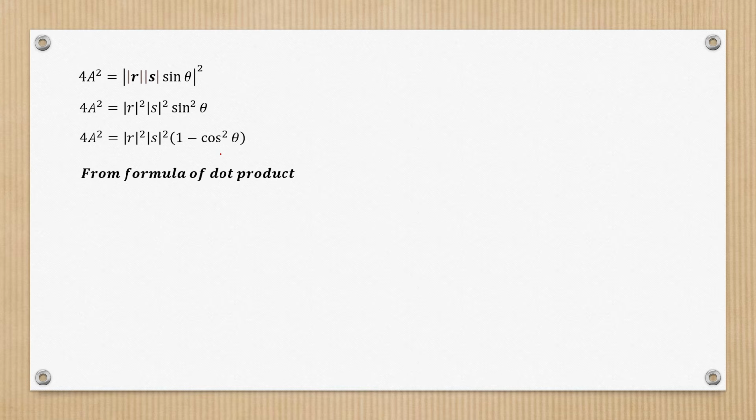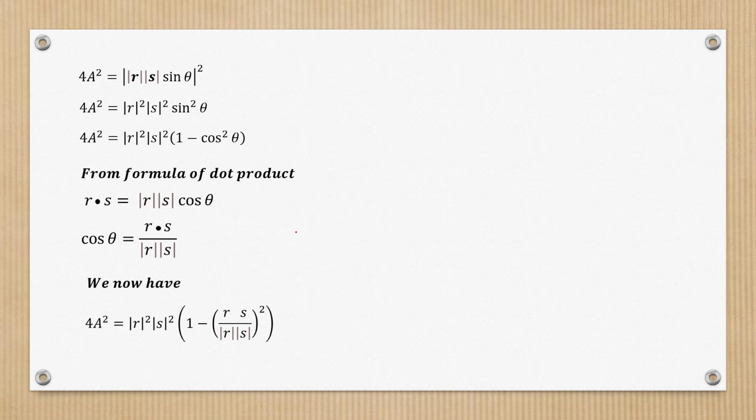Now that we know this, we're going to use knowledge from formula of dot product. Now we know from the formula of dot product that r dot s is equal to the magnitude of r times the magnitude of s cos theta. So we're actually going to use that knowledge. Now let's make cos theta the subject here, because we actually want to place this back in. Cos theta shall be equal to r dot s divided by the product of the magnitudes of r and s. So we shall now have this. So we're now just putting this back where we actually have the cos theta, cos squared theta.